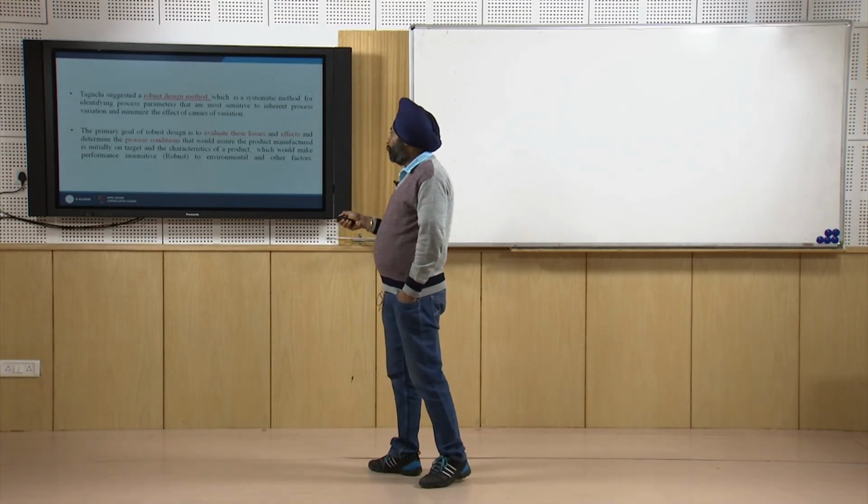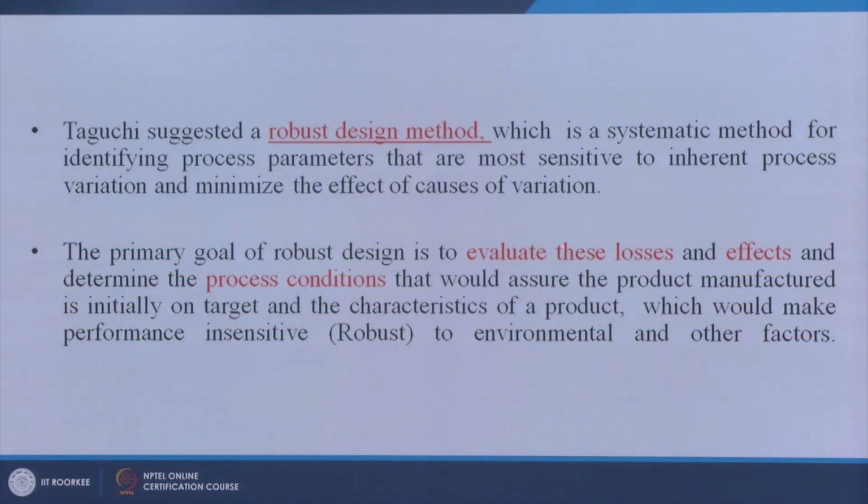The primary goal of the robust design is to evaluate, or find out, these losses because of the noise factors, and determine the process conditions that would assure the product manufactured is initially on target, and the characteristics of the product which would make the performance insensitive to the environment and other factors.